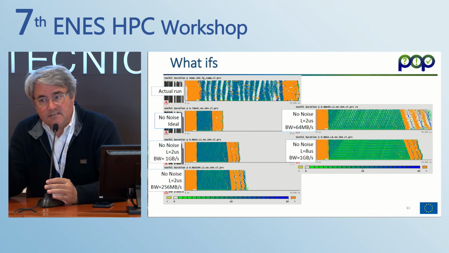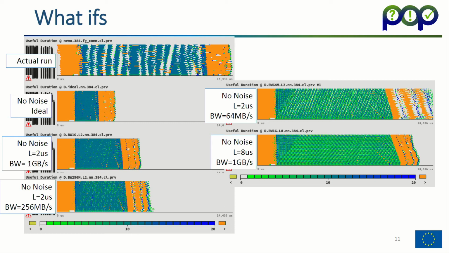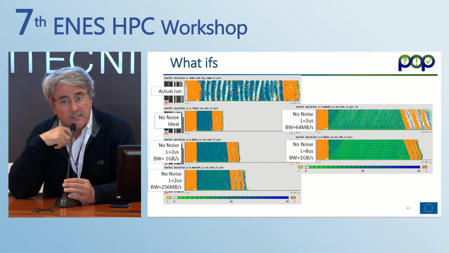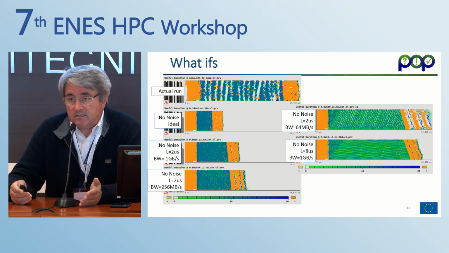Other examples of analysis that we can do are what-if things. What would be if there was no noise? How wonderful would life be? On the left you have examples of how wonderful life would be. The top is how life is. The second one is how wonderful life would be if there was no noise, and by the way, transfer was instantaneous. The next one is if there was no noise but transfer with 2 microseconds of latency and 1 gigabyte per second bandwidth. The third one is reducing bandwidth by 4. The one on the right is increasing latency by 4, and you really see that the application is really latency sensitive in this case.